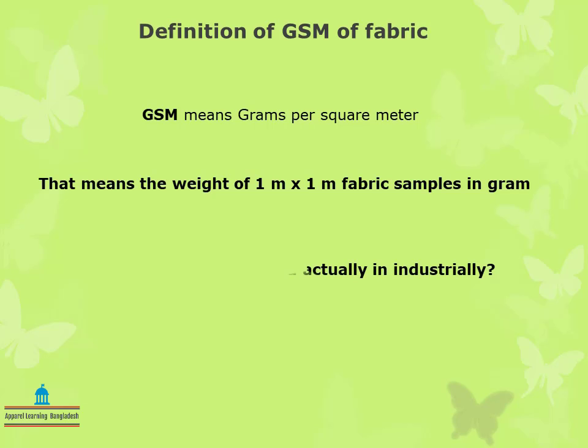But in industry, GSM is measured in a different way by using the GSM cutter. It is because if 1 meter into 1 meter area of the fabric sample is cut every time for checking the GSM, then there will be a huge wastage of the fabric, which will incur a huge loss.